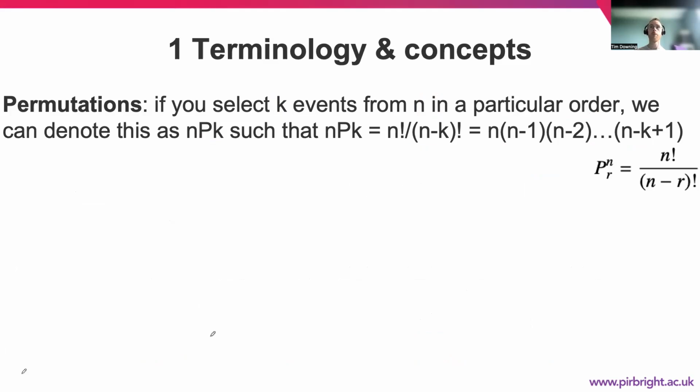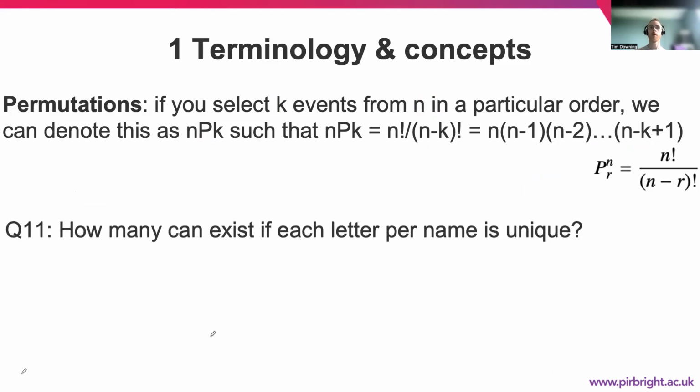Another example is how many names can exist if each letter per name is unique. So that means we can only have one A, B, C, D, etc. Each letter has to be unique within the name. That means we have 26 options at the start, then 25 options, then 24, then 23, and we can write about that in R in the same way.